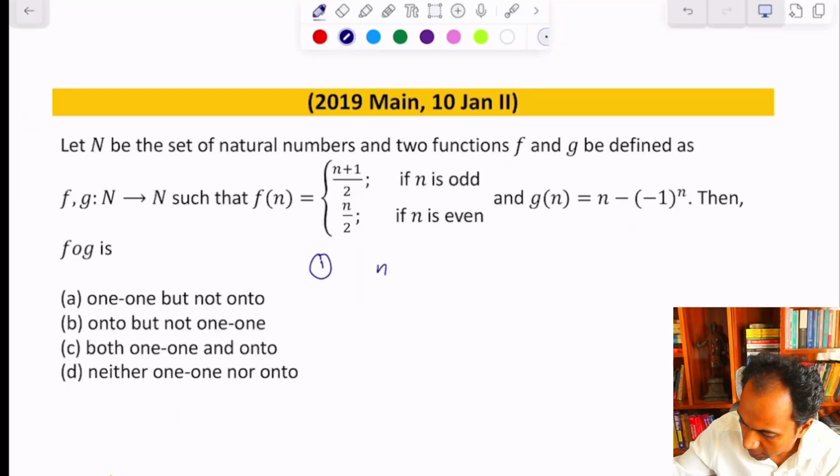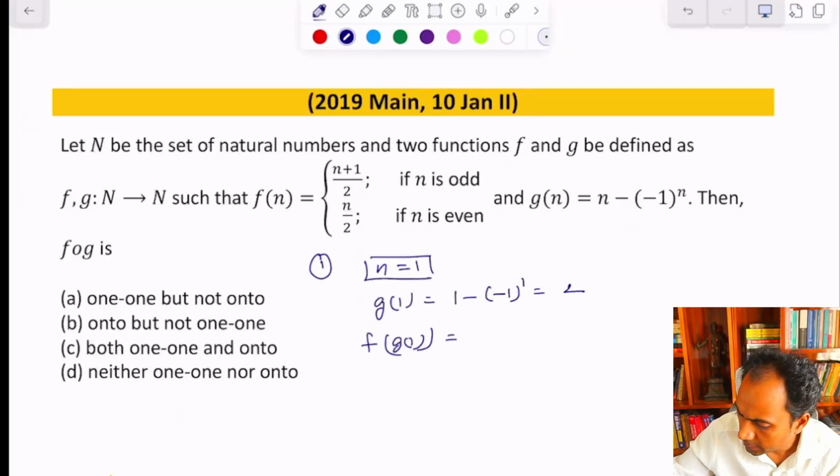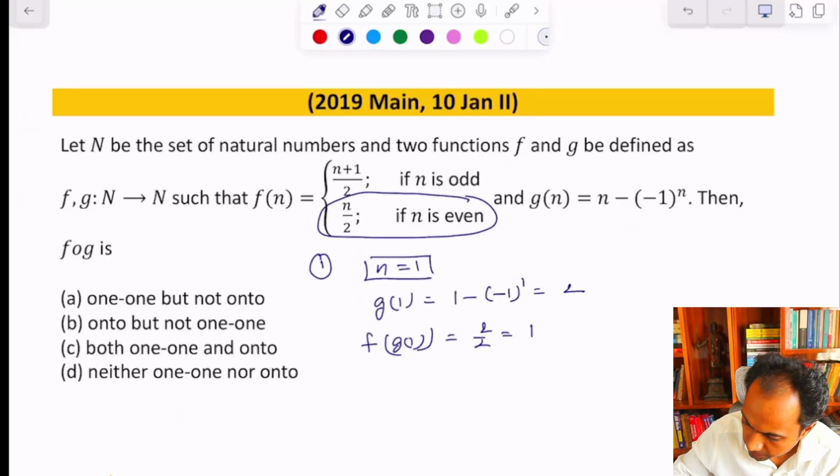So that would mean I will put the value of n as 1. If I put the value of n as 1, my g of 1 would be equal to 1 minus 1, that would become 2. And if this is 2, corresponding to that value, since g of 1 is even, it will go into this part of the function, that is for even, becomes 2 by 2, comes out to be.